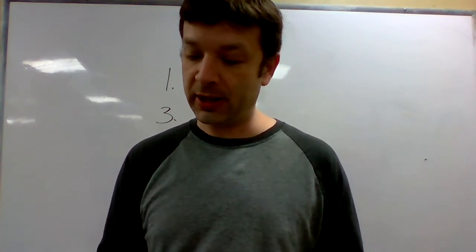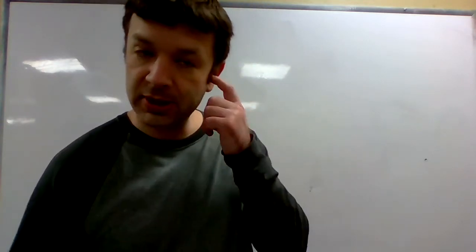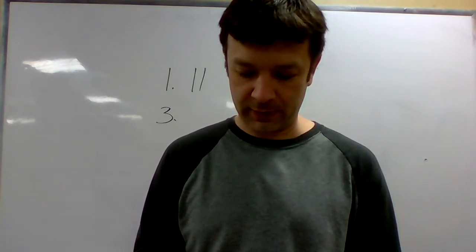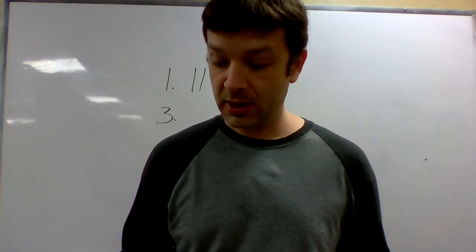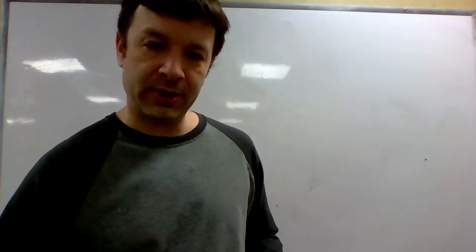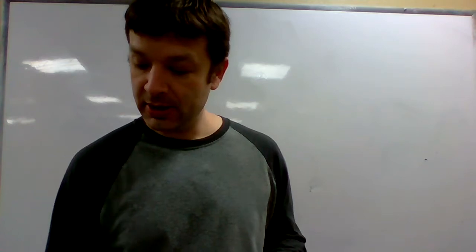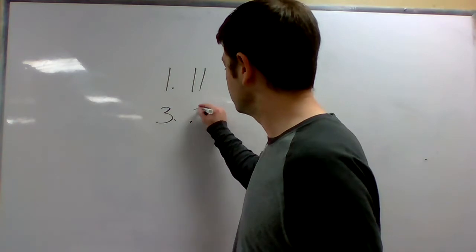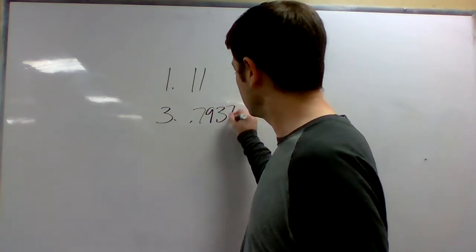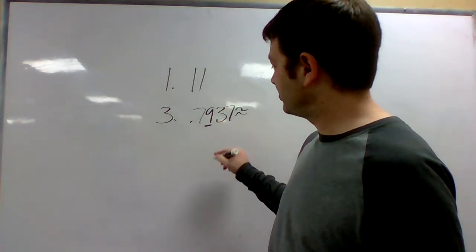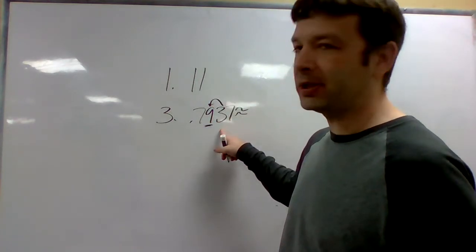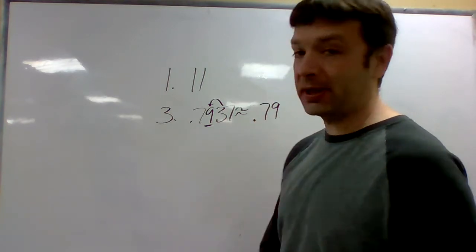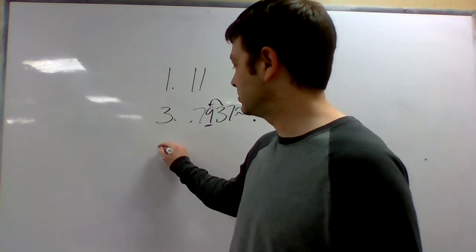Number three says use a calculator to approximate each radical to the nearest hundredth. So any old calculator will do. There's no special tricks. Hopefully you guys all know how to plug in square roots. It says round to the nearest hundredth. That's the second decimal place. So my calculator says 0.7937. Okay, so we're supposed to round to that place, so we look at the 3. 3 does not round the 9 up, so it's about 0.79 for number 3. And that would be it.